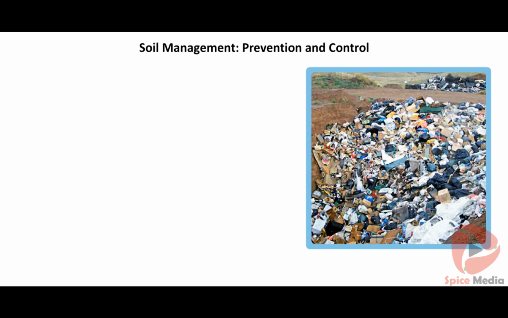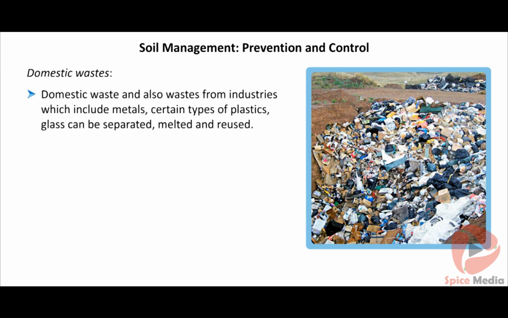Soil management, prevention and control. Soil pollution may be minimized by collecting the waste properly. Domestic waste and also wastes from industries, which include metals, certain types of plastics, and glass can be separated, melted and reused. This reduces the soil pollution.